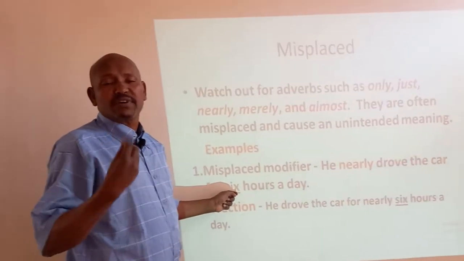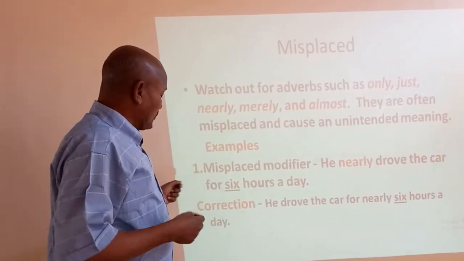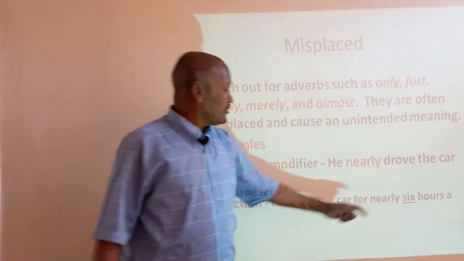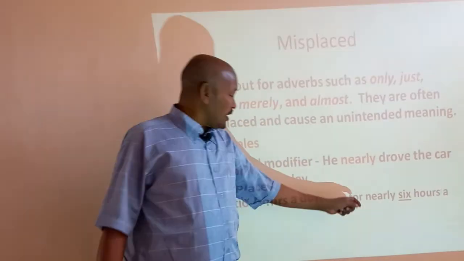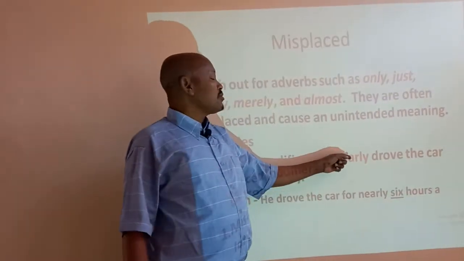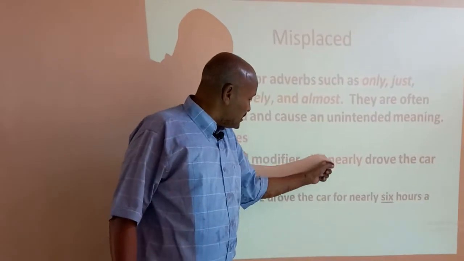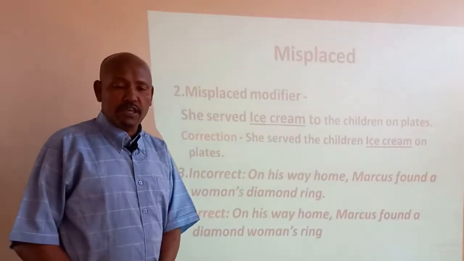So this is the way of creating and fixing this misplaced modifier. So here: he drove the car for nearly 6 hours. Exactly. Nearly modifies what? The number, 6 hours. Nearly 6 hours, right? So it modifies 6 hours, not the word drove. So this is called misplaced. I can correct nearly by putting it in the right place, and this sentence is meaningful.